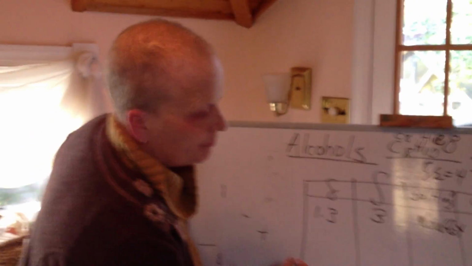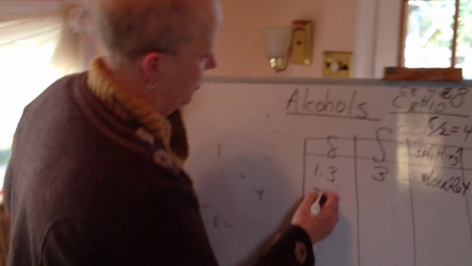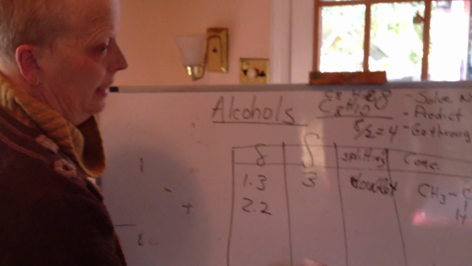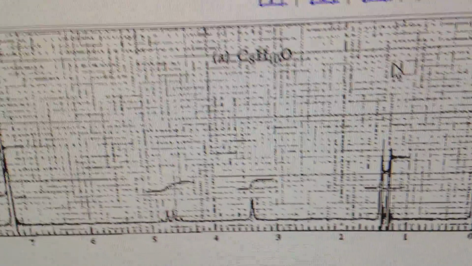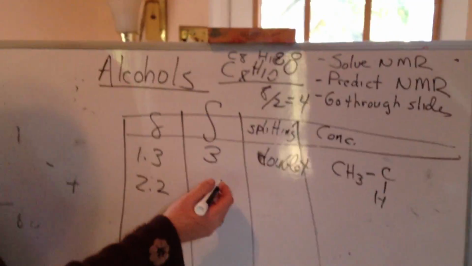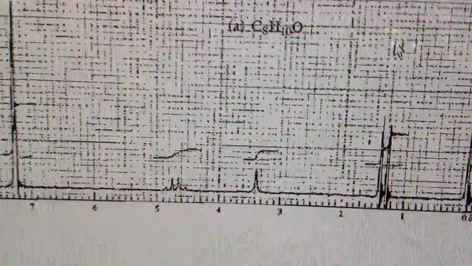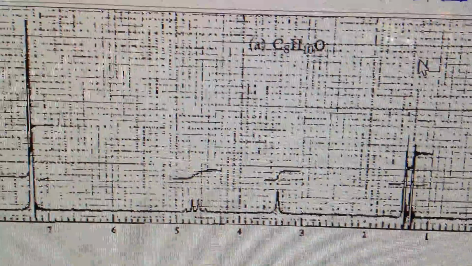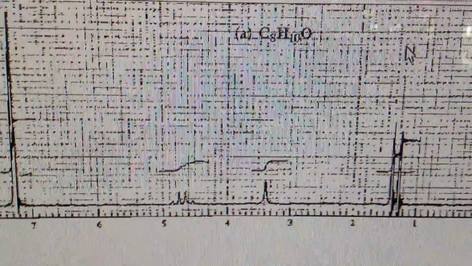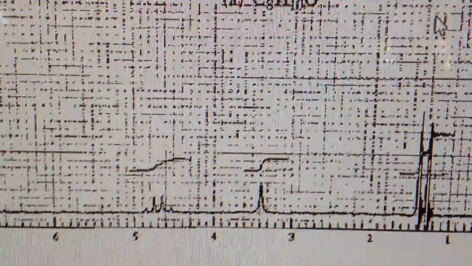Okay, now at about 2.2, and I want you to take a look at that again. At about 2.2, there's a peak. You can keep looking at it. At 2.2, there's a peak. Okay, am I right about that? No, I'm sorry, at 3.2, there's a peak, and I want you to really take a look at this. That has an area of 1, and it's a singlet.